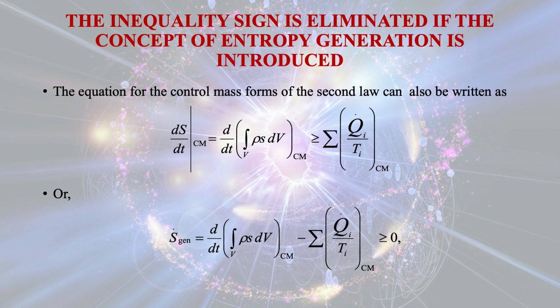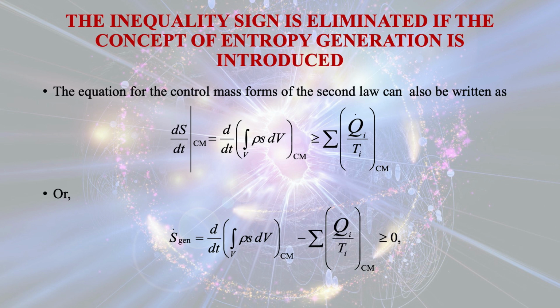And the same we can write for the entropy generation, that is the rate of entropy generation, S dot generation, is equal to d/dt within brackets, integral of rho s dV of the control mass, minus the summation of Qi dot divided by Ti of the control mass. This will be greater than or equal to 0. But here we are taking Q dot, which means the rate of heat transfer.